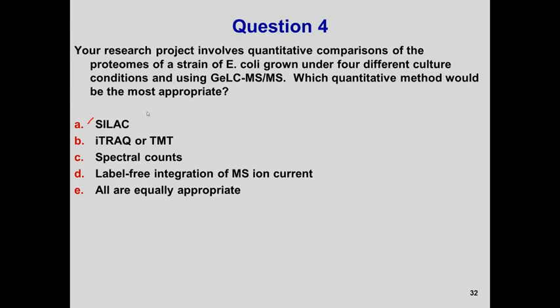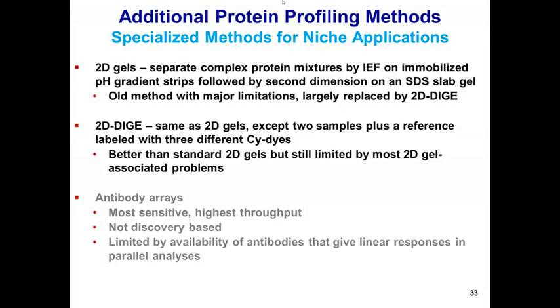Spectral counts could also be used, but will be less accurate than SILAC. So it's not as good a choice as SILAC. Label-free integration of MS ion signals, again, could be used, but will be less accurate than SILAC. So all are equally appropriate. While one could argue that the label-free methods could be used and have compensating advantages over SILAC, iTRAQ is not compatible, so E is not a good choice. Therefore, the best answer is A.